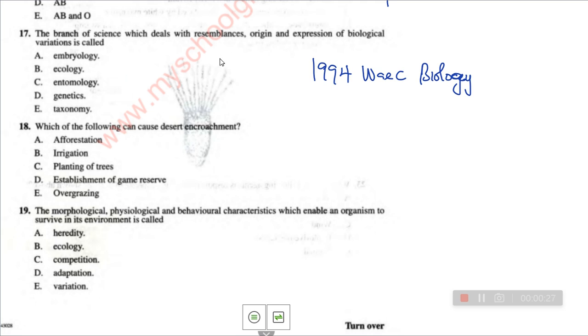Now let's go to number 17. The branch of science which deals with resemblance, origin and expression of biological variation is called: A. Embryology, B. Ecology, C. Entomology, D. Genetics, E. Taxonomy.